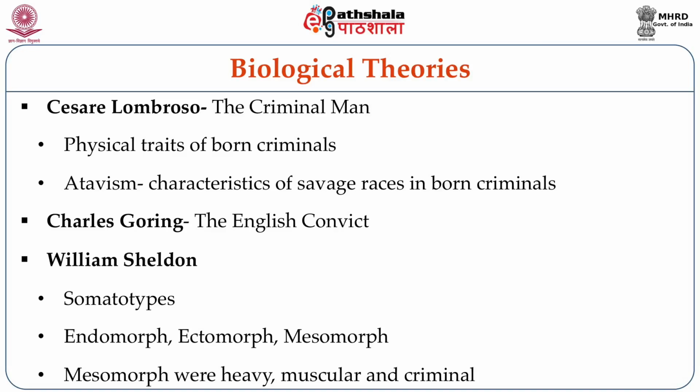Then we come to William Sheldon, who talked about the fact that there are 3 types of body types: the endomorphic bodies, which are those little chubby like me. You have the ectomorphic people, who are skinny people, and then you have the mesomorphs, who are the muscular people, and it is the mesomorphs who are more prone to committing criminal acts.